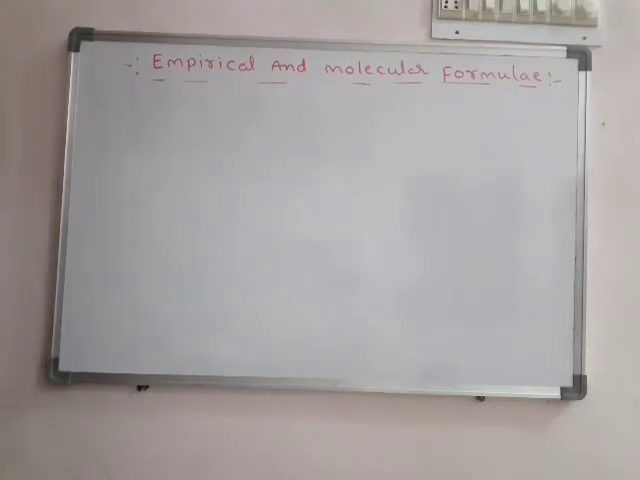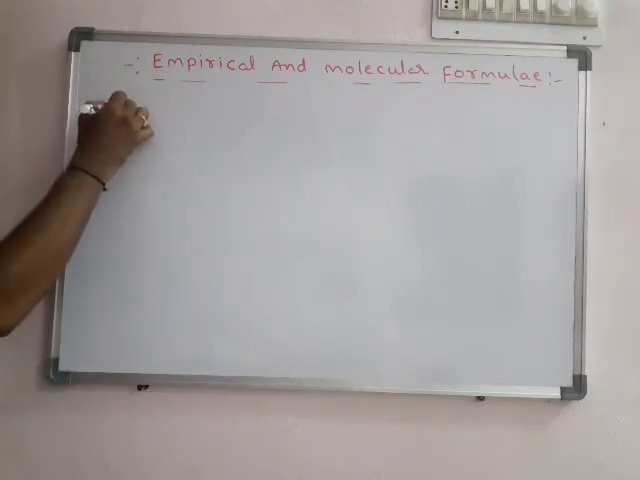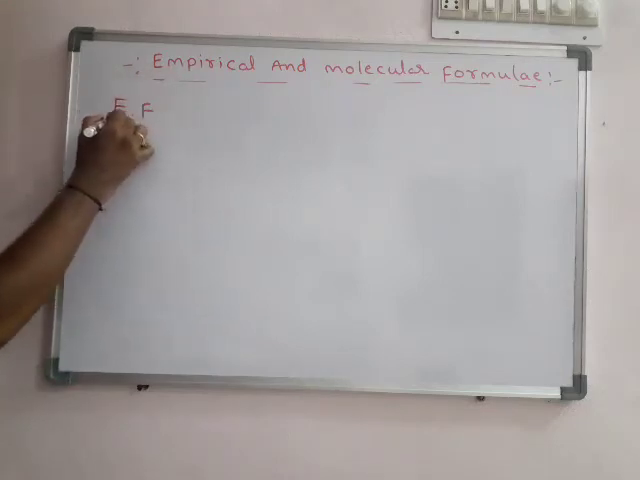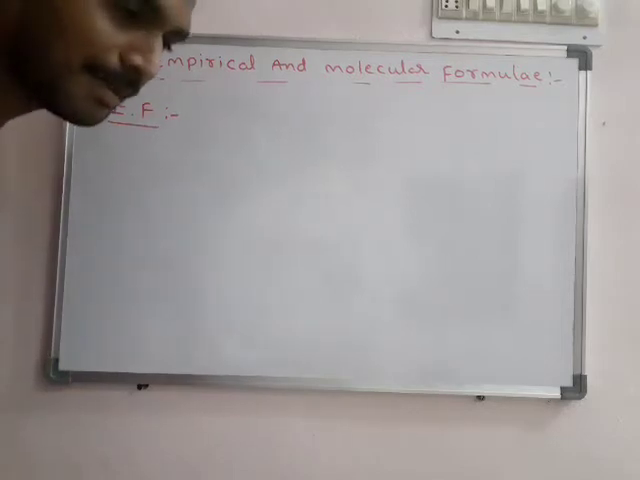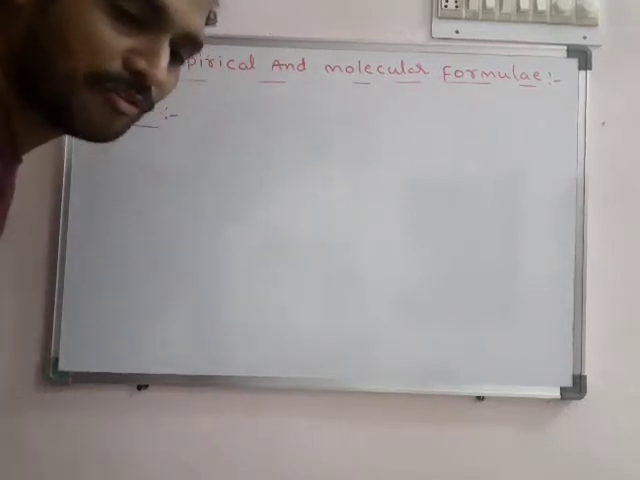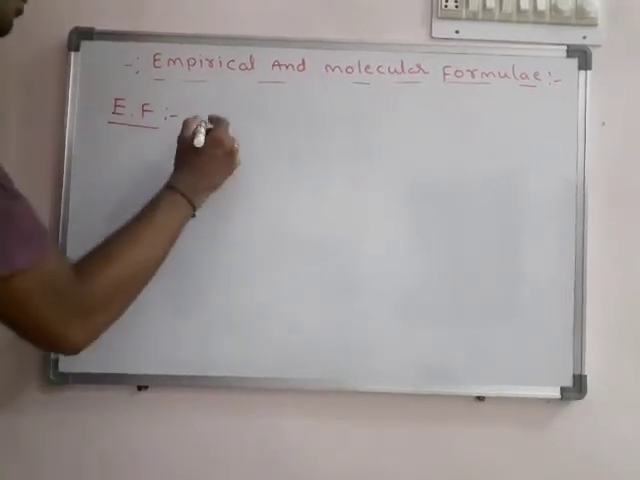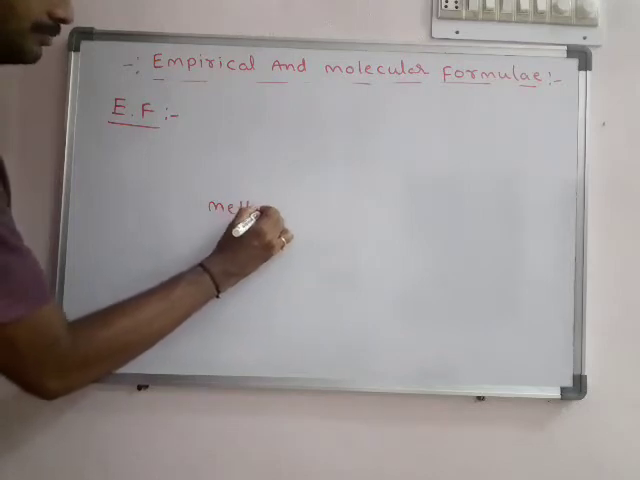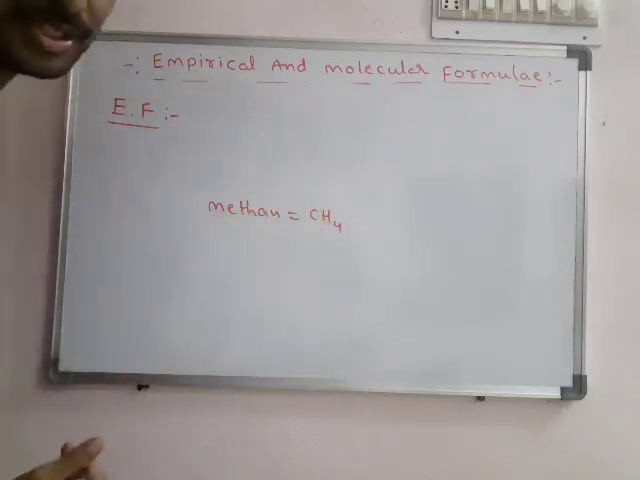Now we have seen what is molecular formula. Now we see empirical formula. In shortcut we write it as EF. Empirical formula means it tells only the ratio of different atoms present in a molecule. For example, again methane. Methane CH4, all in simple ratio.